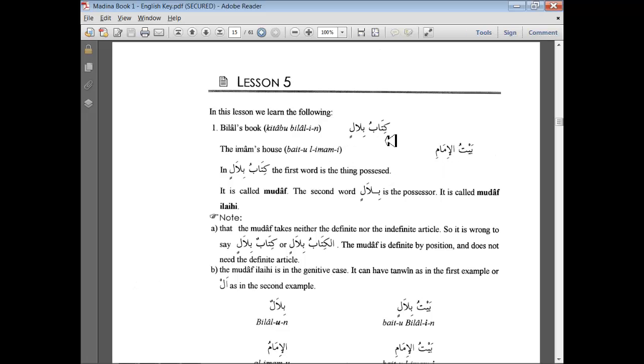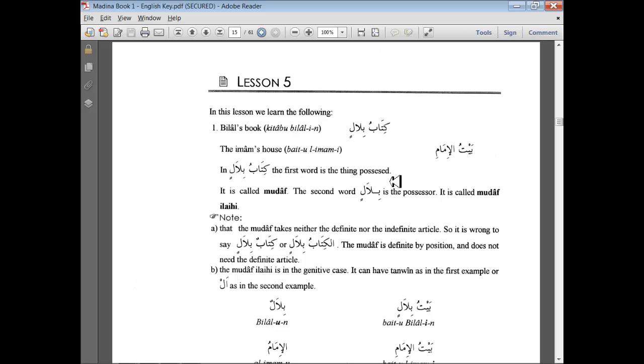And remember, the mudaf is going to be definite, which is here and here, and then depending on whether the mudaf ilayh has alif lam, it will be definite as well, or it will be indefinite. In this case, Bilalan has a tanween, it's indefinite. Here, because alif lam comes, there is a kasra in the mudaf ilayh, so therefore it is definite. Here, the Imam's house, Baytul Imami, Kitabu Bilalan.